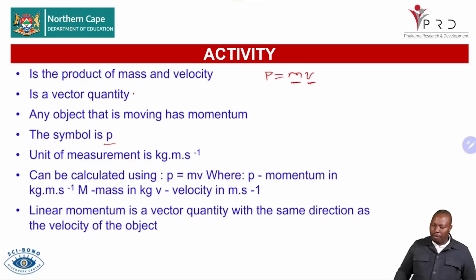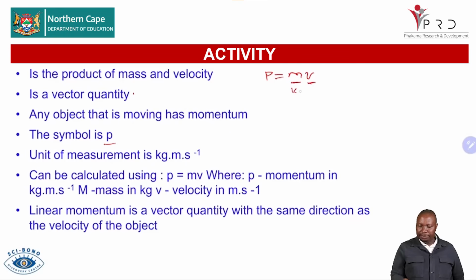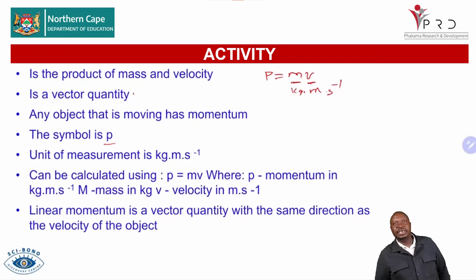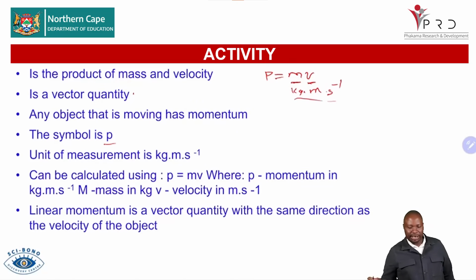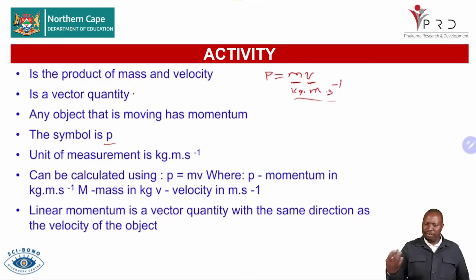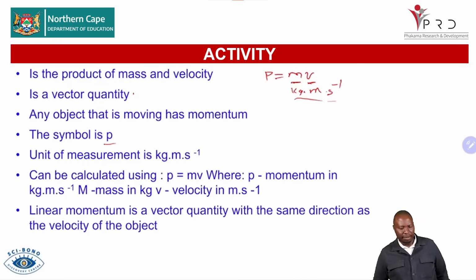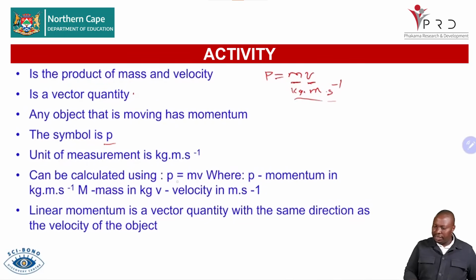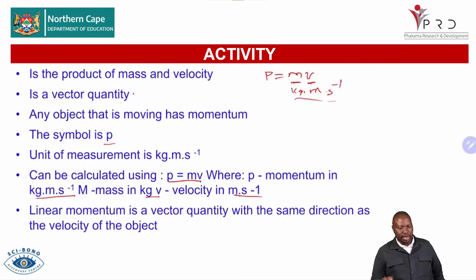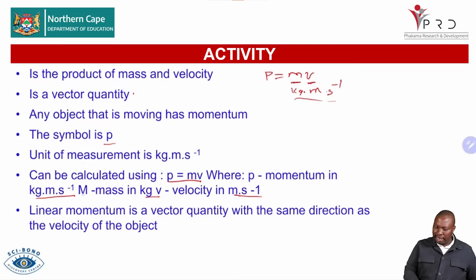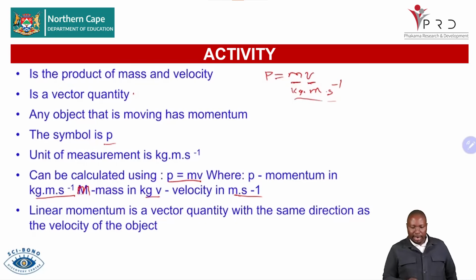Units of measurement of momentum. Remember, mass is in kilograms and velocity is in meters per second. Hence, momentum is measured in kilograms meters per second. And because velocity is a vector, that's what makes momentum a vector. Momentum is p equals mv, where p is the momentum in kilograms meters per second, m is the mass in kilograms, and v is the velocity in meters per second. Don't forget the m for the mass is a small letter m as well. Linear momentum, we said, is a vector.